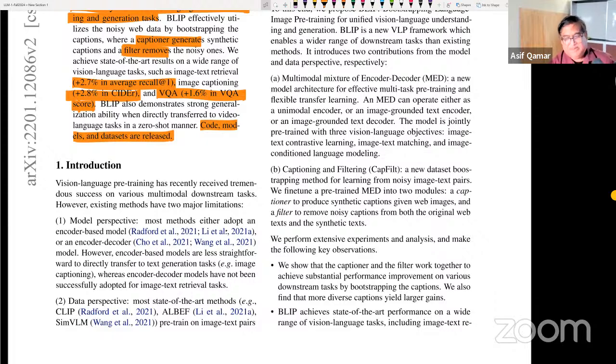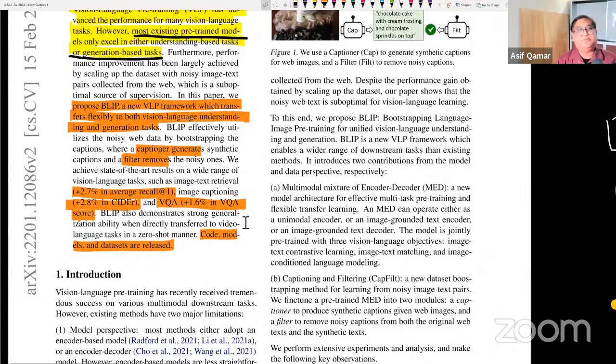Now, from a data perspective, and this is interesting, most state-of-the-art methods, CLIP, ALBEF, and SimVLM, consider this, if you're enthusiastic, consider reading these models too. I'll leave that as an exercise for you. They pre-train on image-text pairs collected from the web. Despite the performance gain obtained by scaling up the data set, our paper shows that the noisy web text is suboptimal for vision language learning.